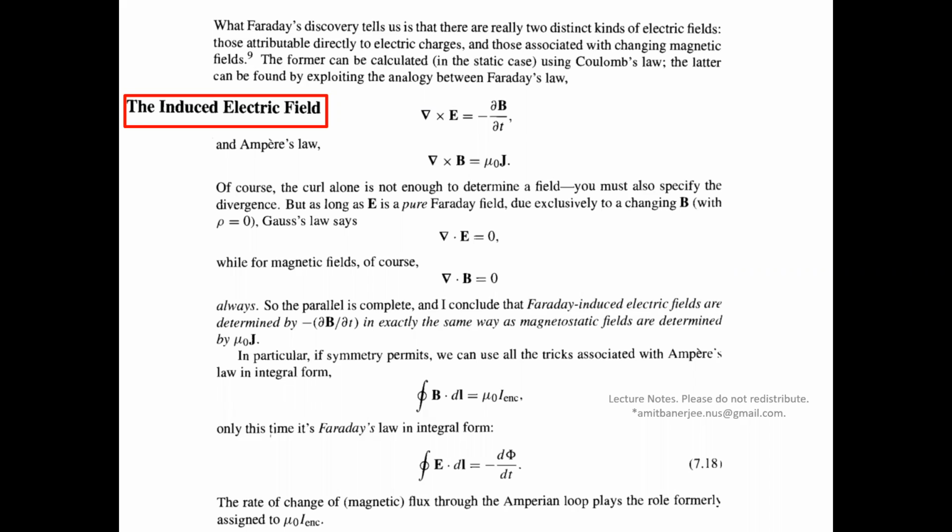In particular, if symmetry permits, we can use the tricks associated with Ampere's law in integral form. So Ampere's law, which is the curl of B equals mu 0 J, can also be put into the form of an integral, which is the closed integral of B dot dl equals mu 0 I enclosed. Now, we have discussed most of it in the last lecture, so I'll not go into much detail of how we come to these points.